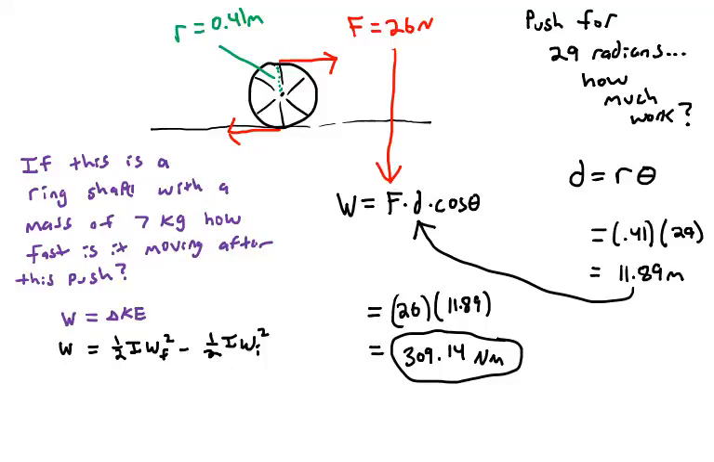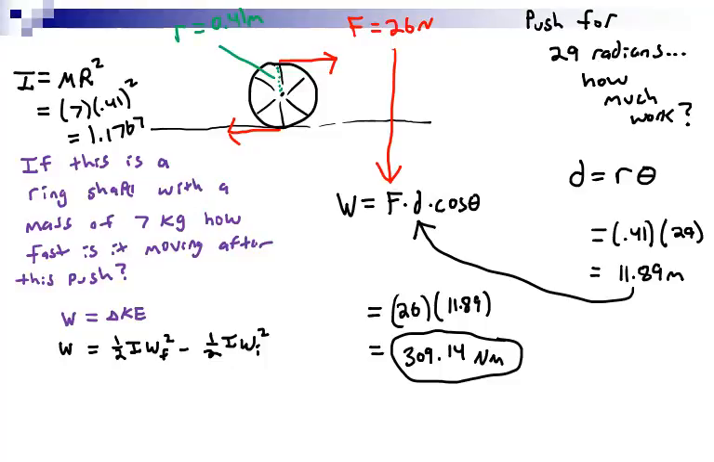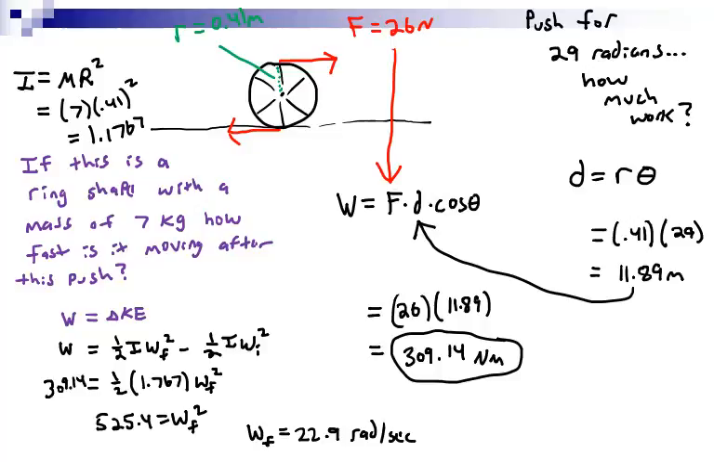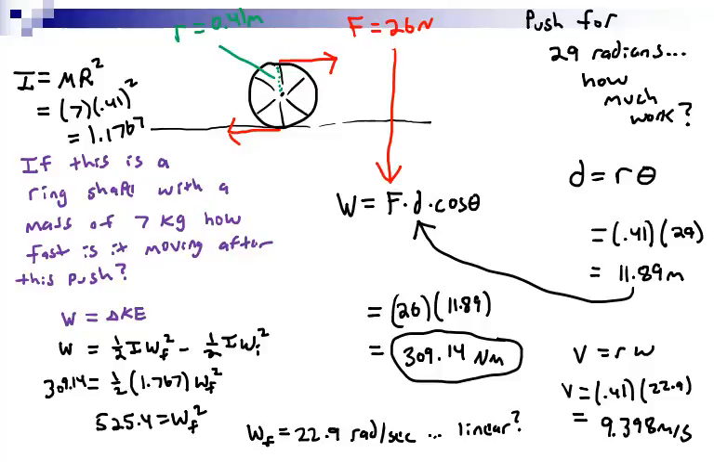All right, so we should get 1.167 for the moment of inertia for a ring, and an angular speed of 22.9 radians per second. Go ahead and calculate how fast linearly this would be. So go ahead and pause the clip and do that, and when you're ready to check, you can hit play. Okay, so you should get 9.398 meters per second as it goes.